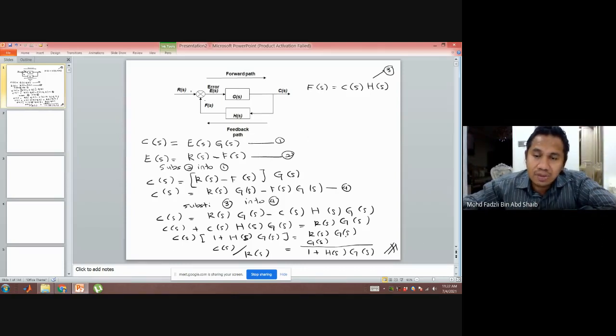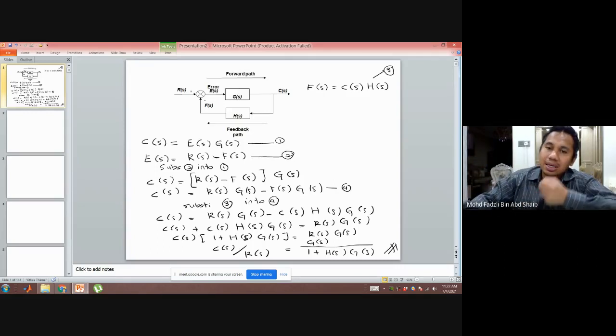This is the formula you need to memorize. Whatever it is, this is the basic formula, provided it has negative feedback. This is negative feedback. If it is positive, then it is different.